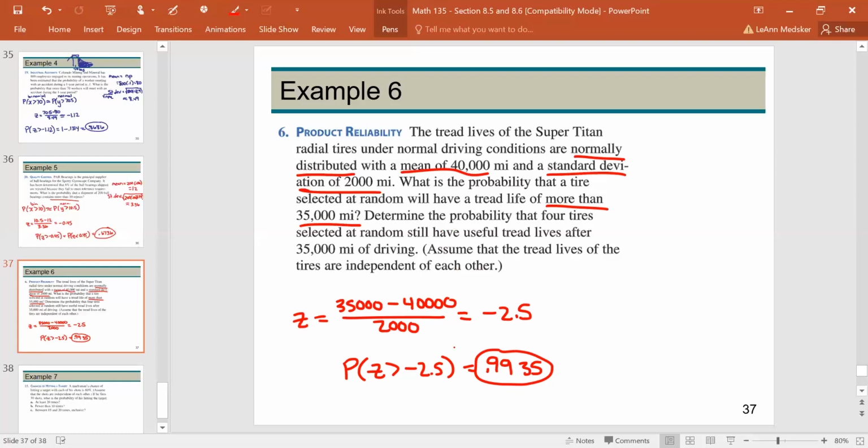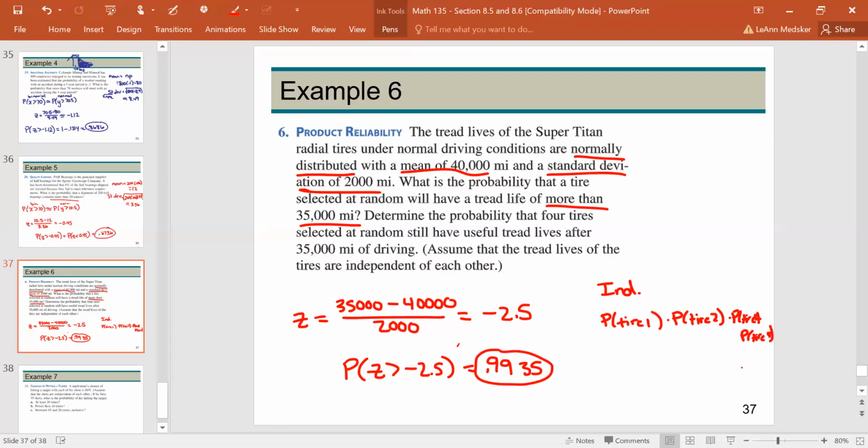Now there's a second question, so this is part A. The other question says, determine the probability that 4 tires selected at random will have the useful tread life after 35,000 miles of driving. So we're asking, what's the chances that 4 tires in a row would have this same amount of tread life? And it says assume they are independent. So because they're independent, that means the probability of tire 1 times the probability of tire 2 having it times the probability of tire 3 times the probability of tire 4.